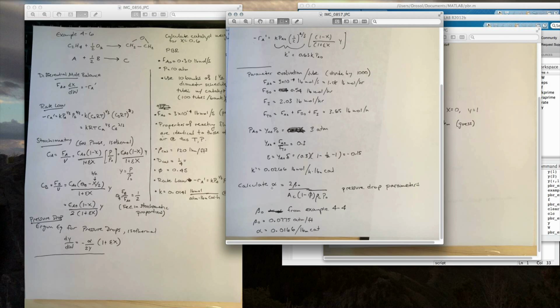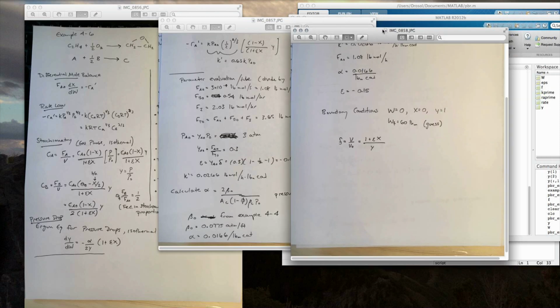But to calculate alpha, we need to know beta naught, and we know everything else. So beta naught was 0.0775 atmosphere per foot, and then alpha ends up being equal to 0.0166 per pound catalyst.